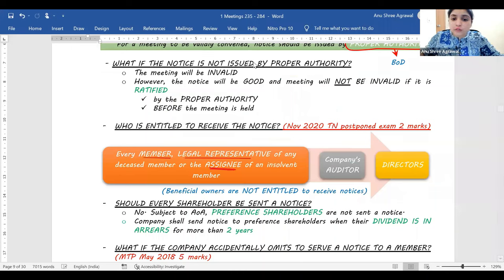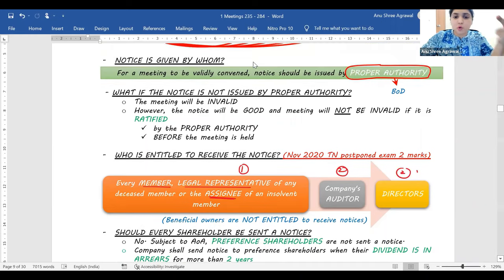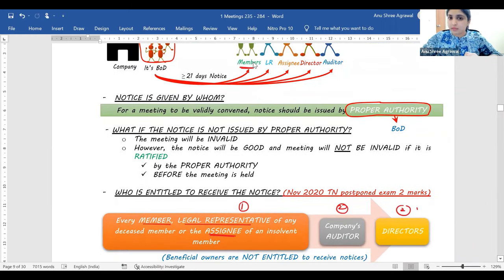I also have to give the notice to the auditor and to the directors, totally to three people. Number one, the members of the company. If the member dies, legal representative. If a member becomes insolvent, to his official assignee. And number two, I also have to give to the auditors of the company. Number three, I also have to give it to the directors of the company. Okay, so these are the three people to whom I will give the notice.